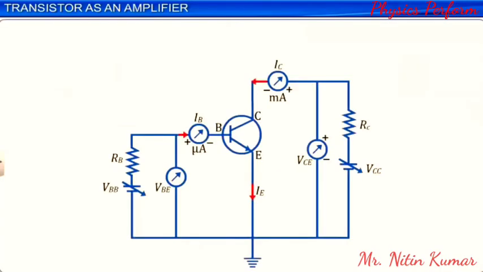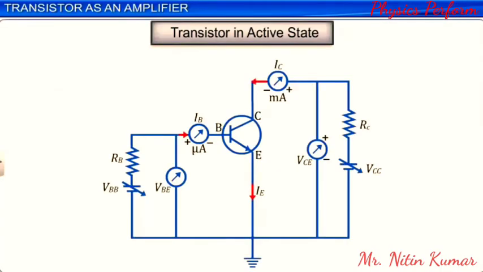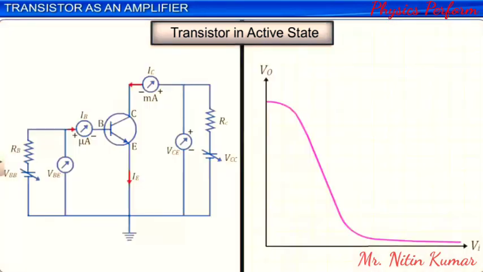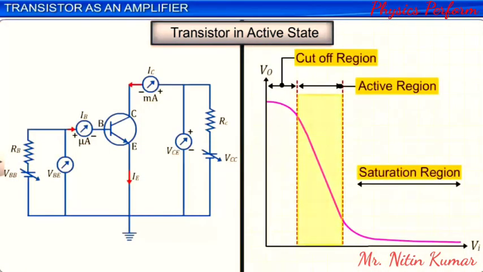You have learnt that when a transistor is in the active state, a small increase in the base current IB causes a large corresponding increase in the collector current IC. Thus, a transistor in the active state behaves like an amplifier. The operating point of a transistor as an amplifier is fixed somewhere in the middle of the active region.